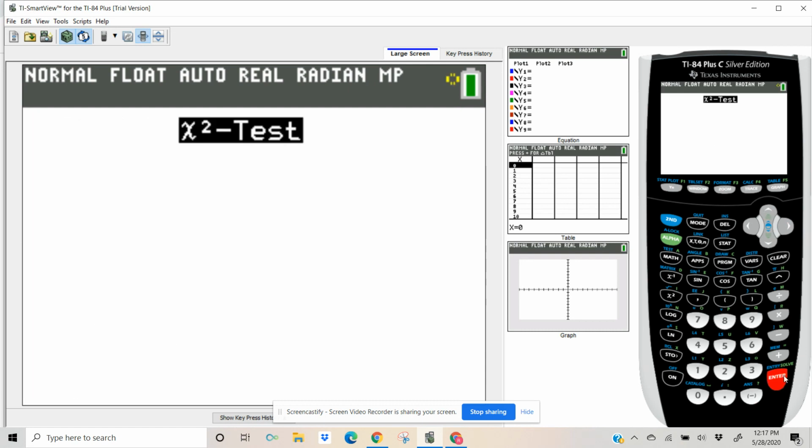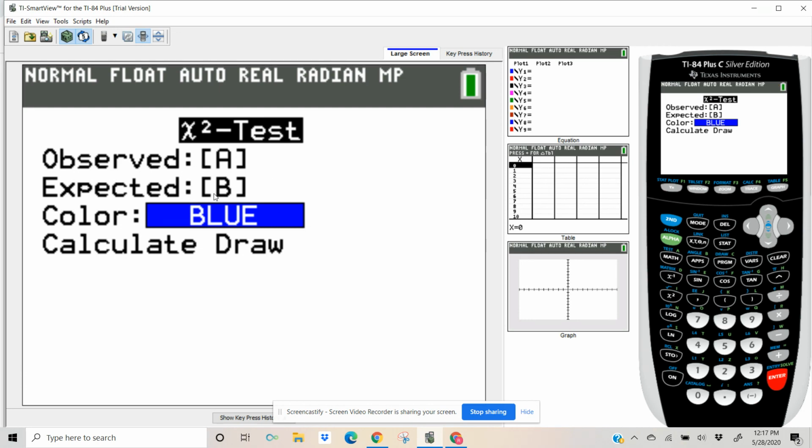Chi-square test. Observed is matrix A, expected is matrix B. If you're doing this by hand, you'd have to calculate the expected counts table yourself. But the calculator will do it automatically once you run this test, not before you run the test, but after you run it. I'm actually going to go down to draw so we can see what it looks like.